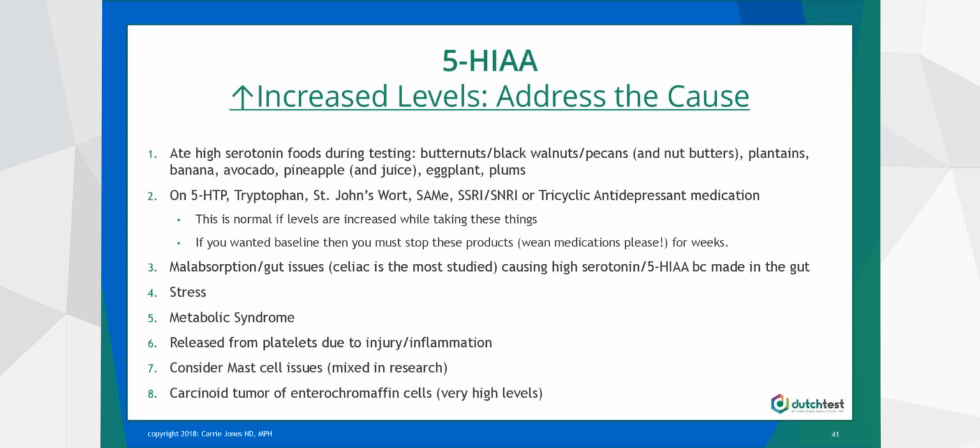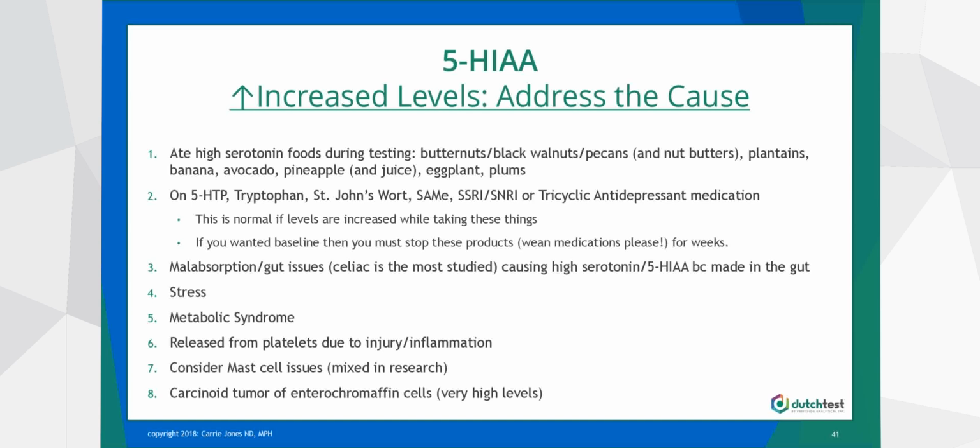If they have malabsorption or gut issues, that makes sense because a lot of serotonin is made in the gut. The most studied for serotonin is celiac. So if you're curious about those studies, you can PubMed search celiac and serotonin. Stress will raise 5-HIAA. So does metabolic syndrome, like I was saying earlier with the cardiovascular disease in the arteries and the vasoconstrictive effect and the platelet effect. That's what they're linking it with. It is released from platelets due to injury and inflammation, as I said.